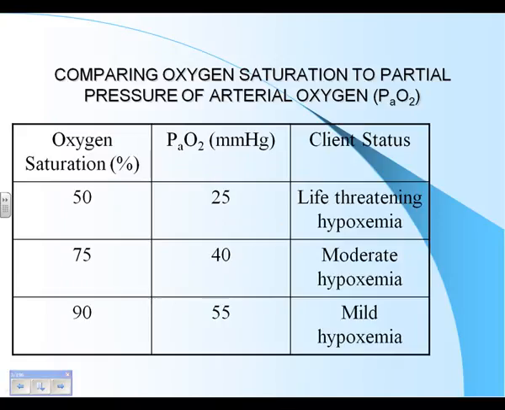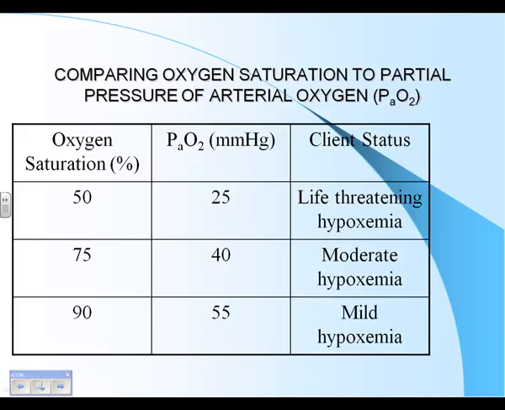Now look at this table just a second. Your O2 saturation, if you've got an O2 sat of 50, then your partial pressure of oxygen is only 25. That's very life-threatening. A 50% O2 sat, life is not going to be sustainable unless we get that corrected. So the patient's going to be having severe respiratory signs and symptoms. At 75, the partial pressure is only 40 millimeters of mercury.